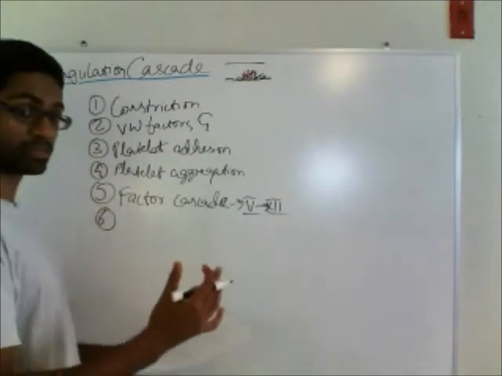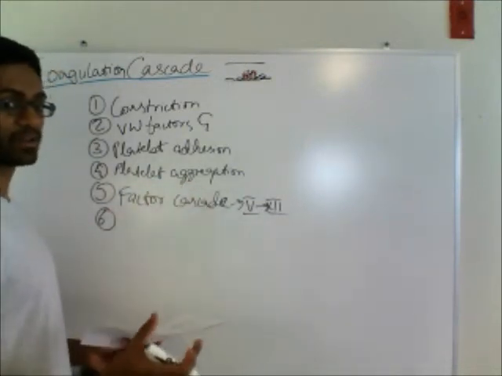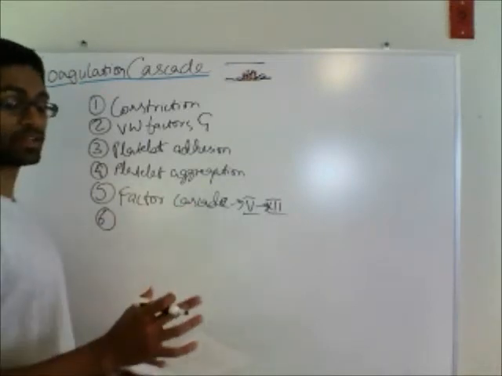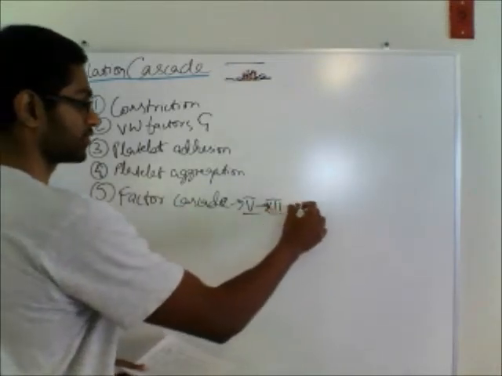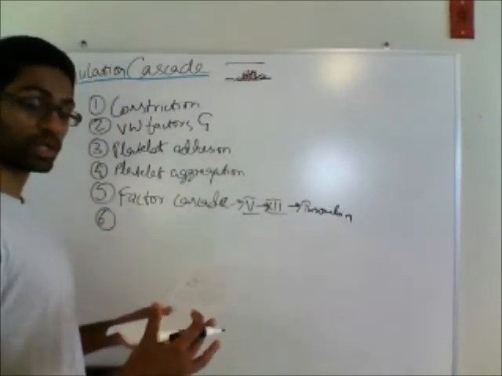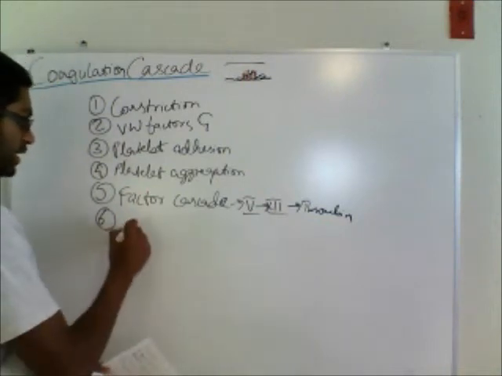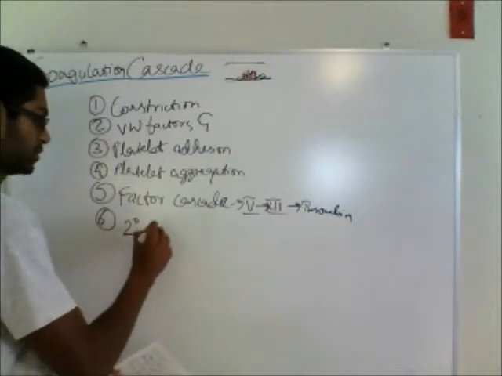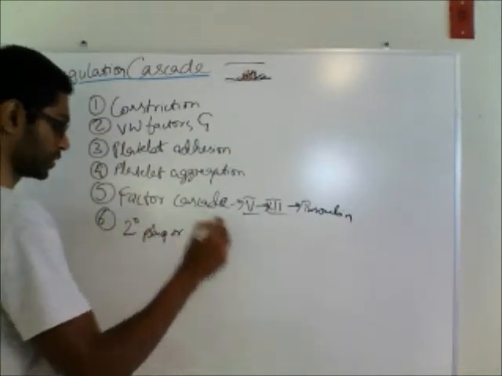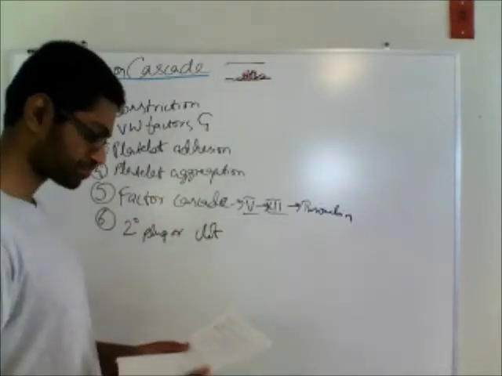Once these factors come into play, what happens is this platelet aggregation is not that tight. So these factors and the thrombin that is finally produced, this is where thrombin comes into play, help glue it all together, and it forms the final clot, which is known as the secondary clot.